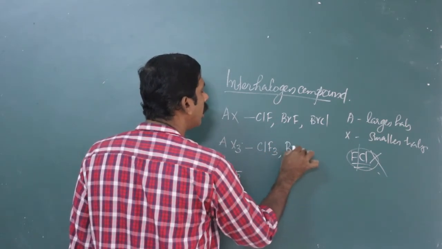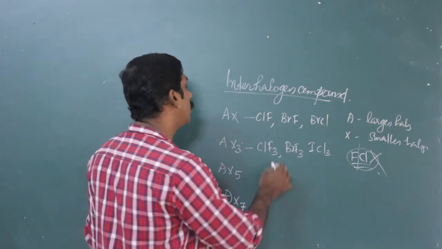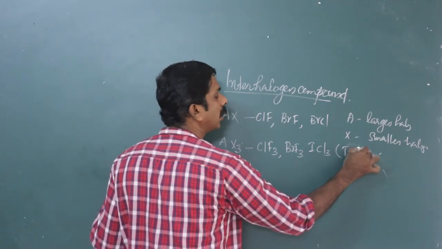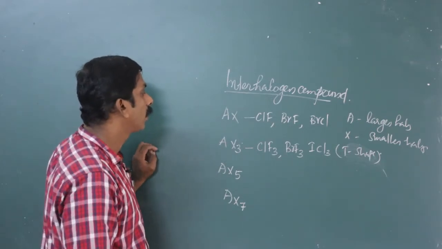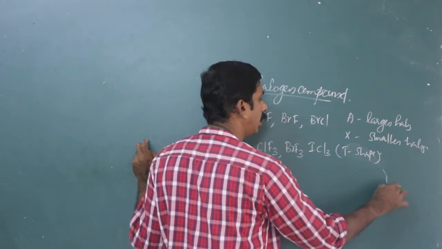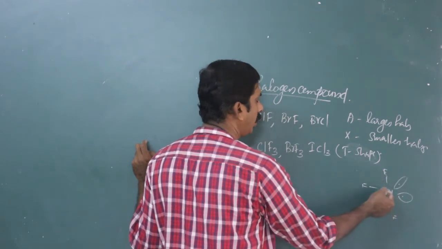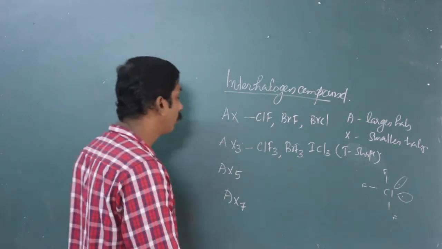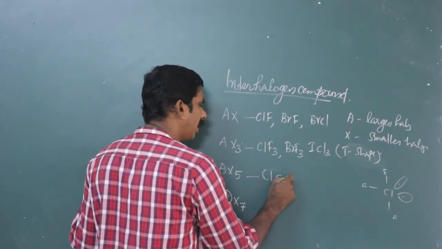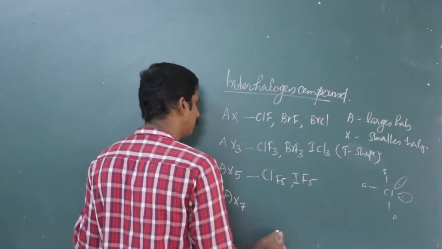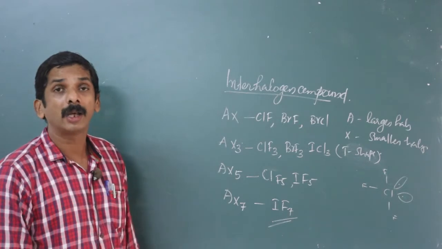AX3, BrF3, ICl3, all these are interhalogen compounds. They have the shape usually asked in the examination, that is T shape. That is ClF3, T shape. BrF3, ICl3, T shape. ClF5 is very rare, mainly IF5. Here also IF7. These are the examples of interhalogen compounds.